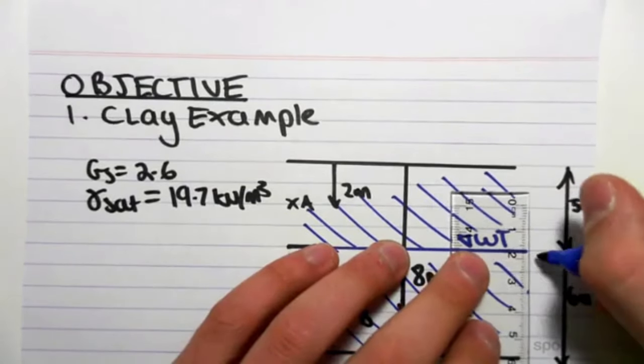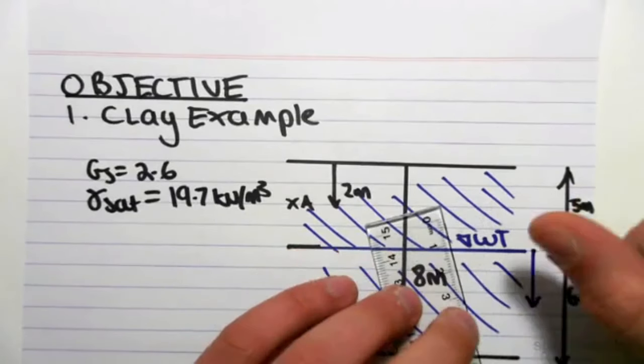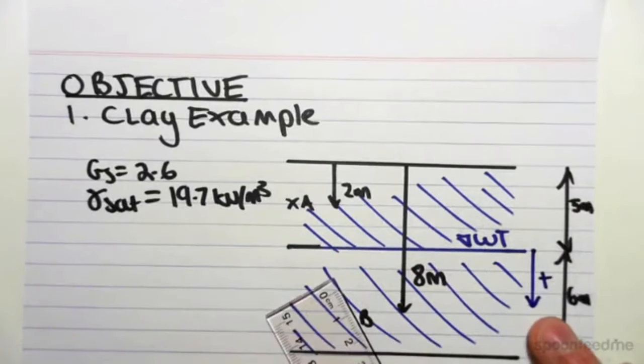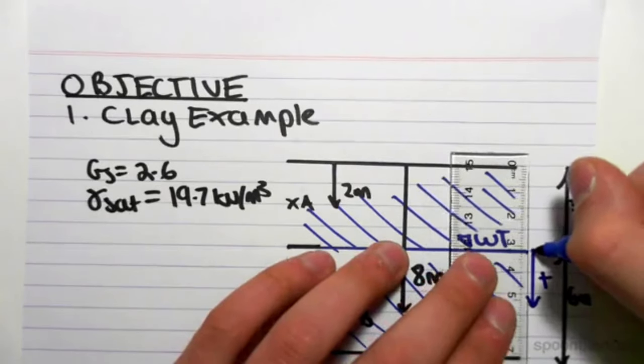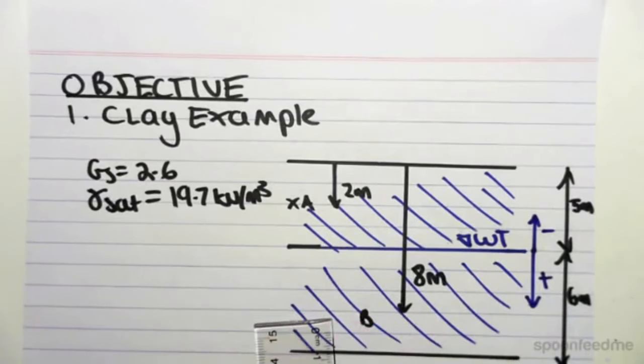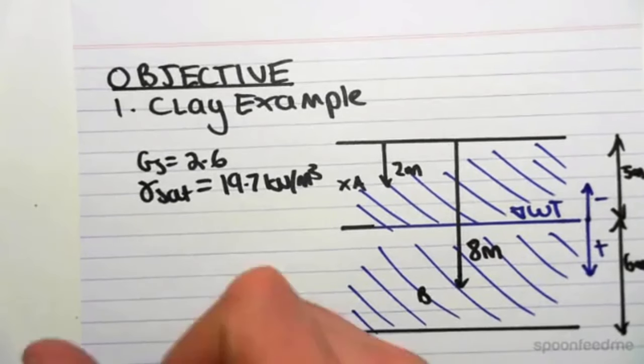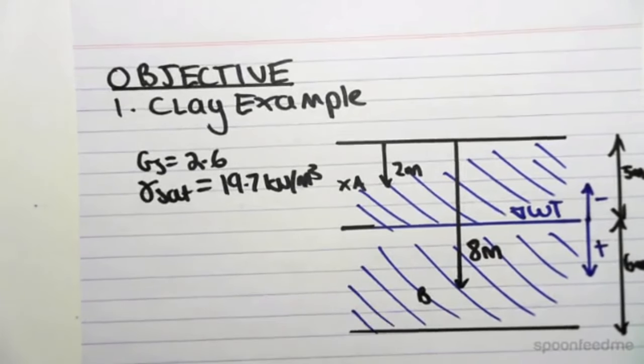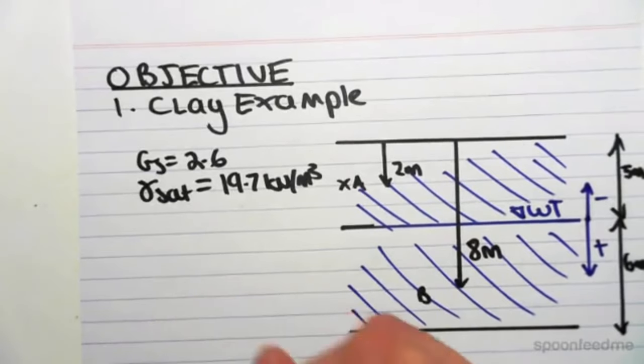Now, just a quick note, just on convention, because we essentially define everything below the water table as positive, we need to then define everything above the water table as negative. So you'll see where that'll come into play, but it's just important we make that distinction. So, let's find the effective stress at A. I mean, at A, not X, at A.